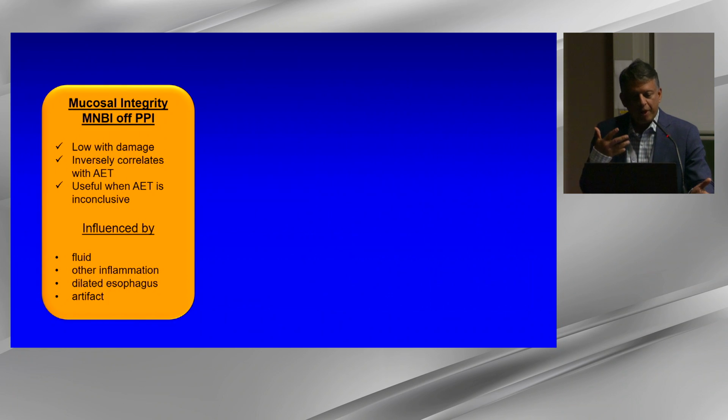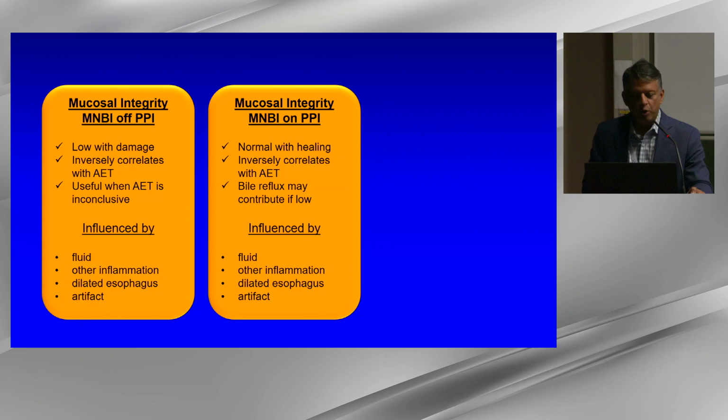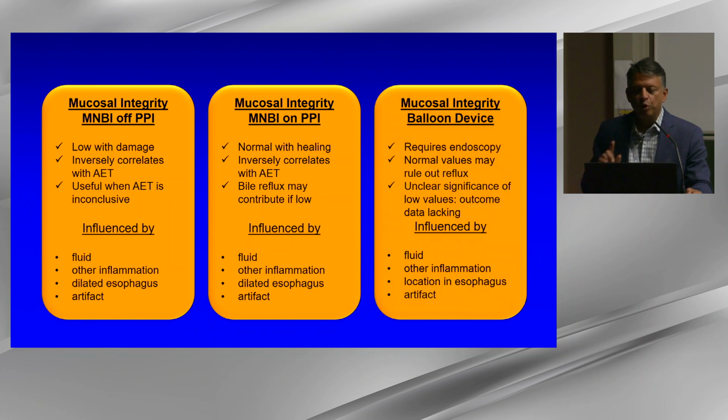So if you talk about mucosal integrity, MNBI off PPI is low with damage, inversely correlates with acid exposure time, most useful when AET is inconclusive, and you can see some of the confounders at the bottom. Mucosal integrity on PPI, normal with healing, again, inversely correlates with AET, but if it remains low on PPI, it might mean that there is something else in the refluxate that you may not be able to fix with a PPI. Again, same confounders. Now, mucosal integrity balloon device, that's the device I just showed you, requires endoscopy.